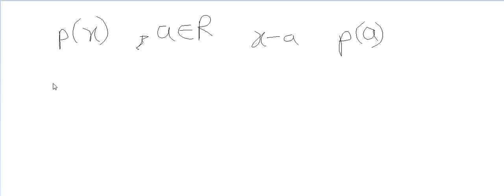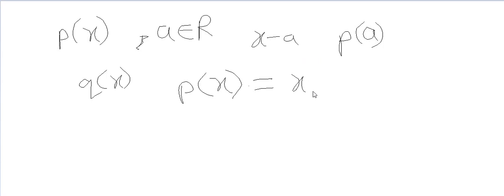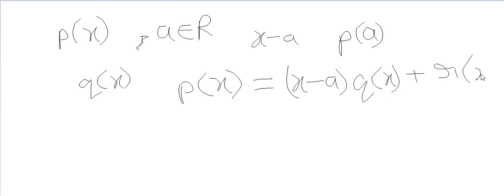The proof is pretty simple. Let us assume that when p(x) is divided by x minus a, we get a quotient q(x). So we can write p(x) is equal to (x minus a) times q(x) plus the remainder. Let the remainder be r(x).